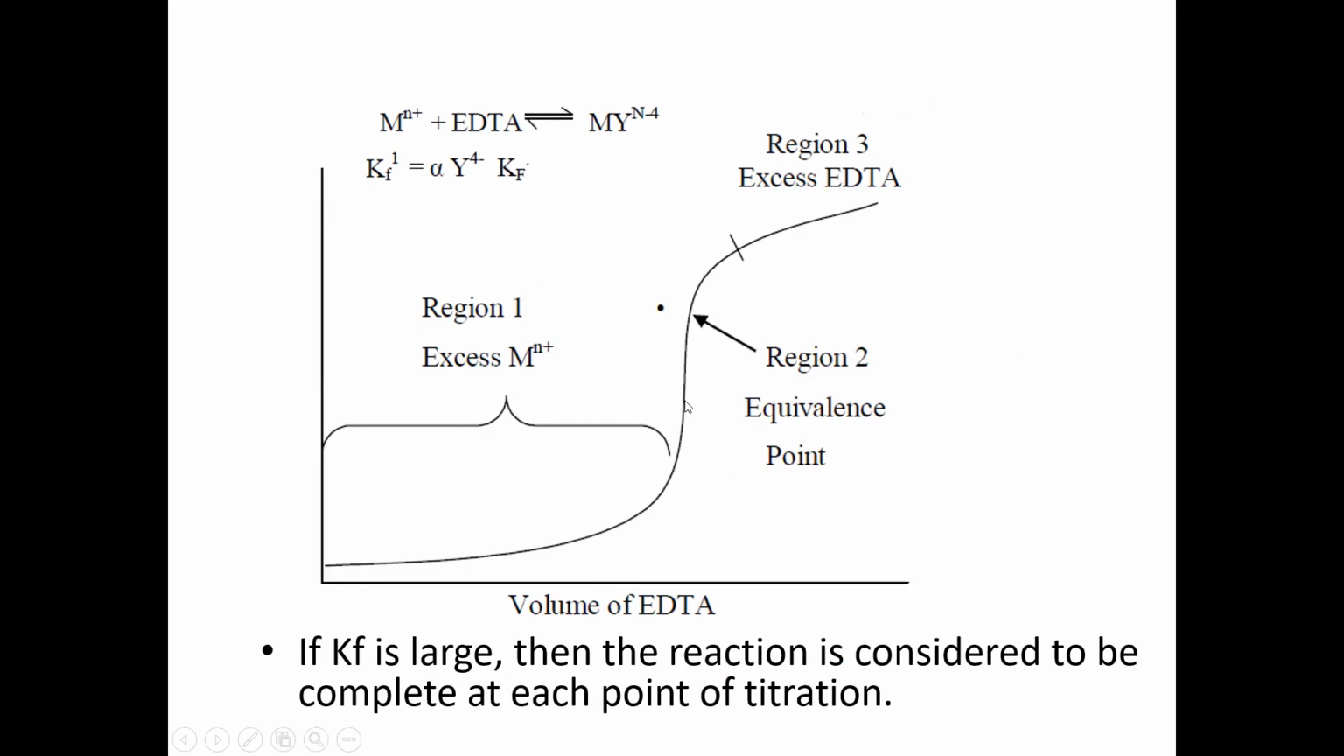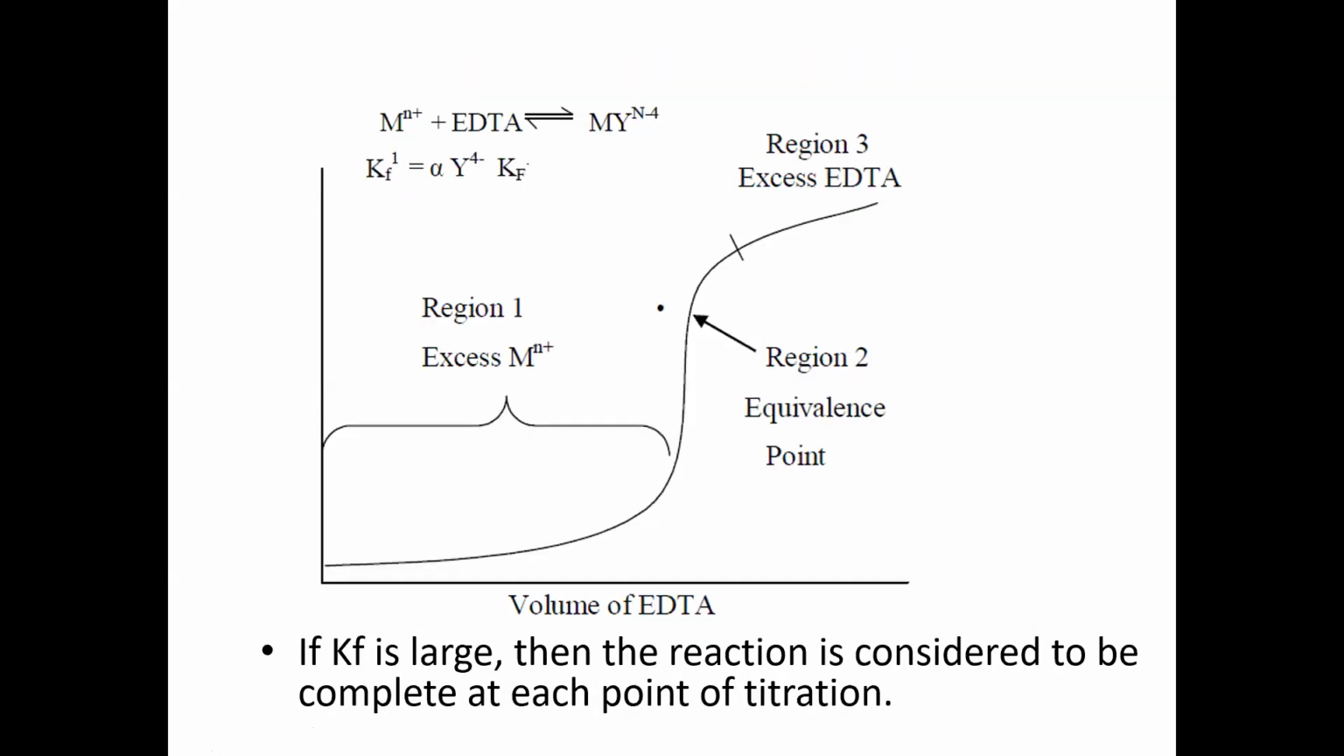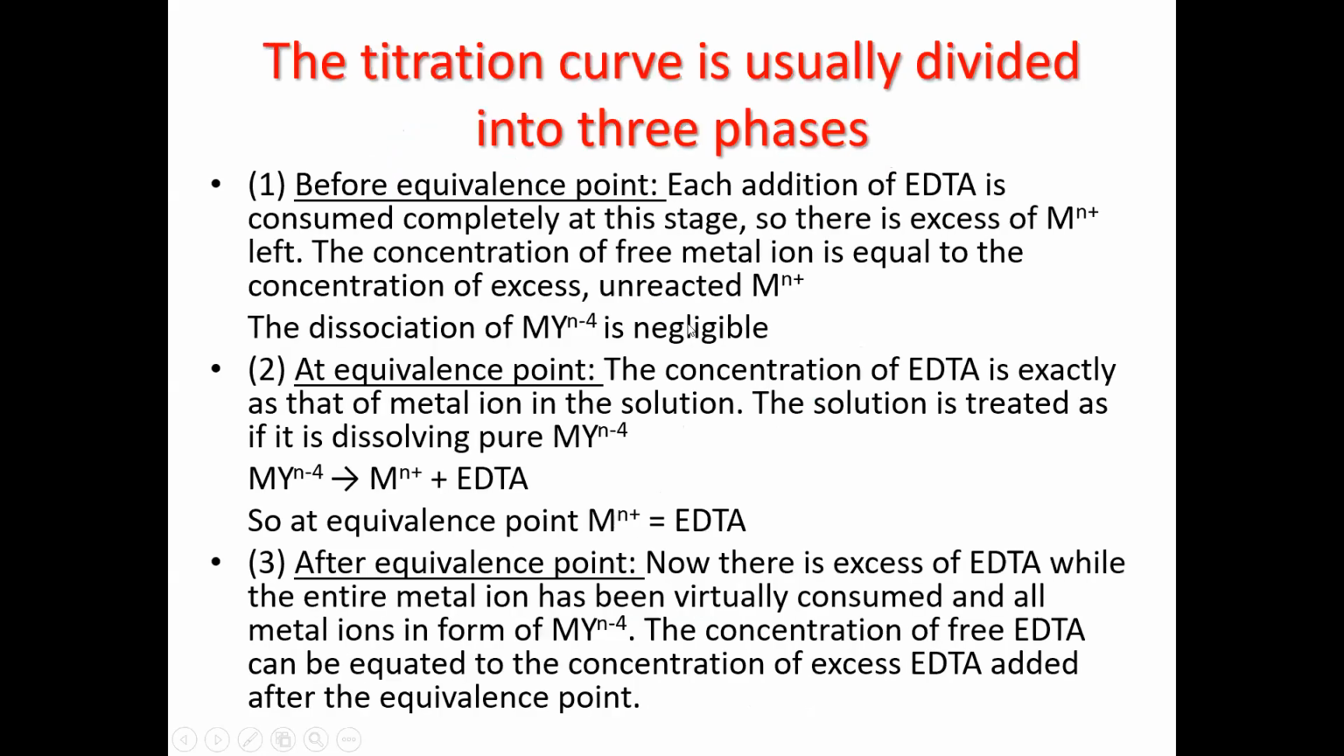Then you have the sharp, steep rising curve, and at the end point, you have more of your EDTA that has reacted. And if the KF is large, the reaction is considered to be complete at each point of titration. So like I said, we have three regions: before the equivalence point, as you can see here, at the equivalence point, and the post-equivalence point.